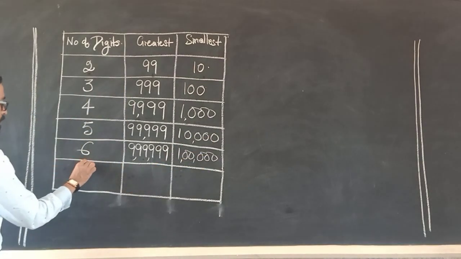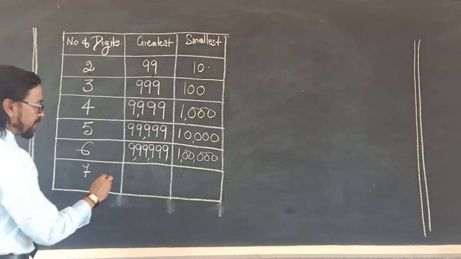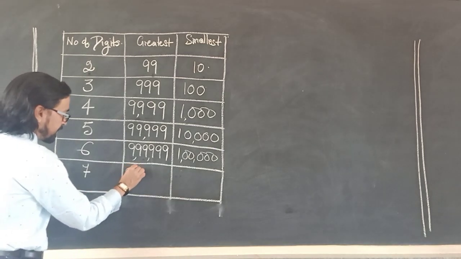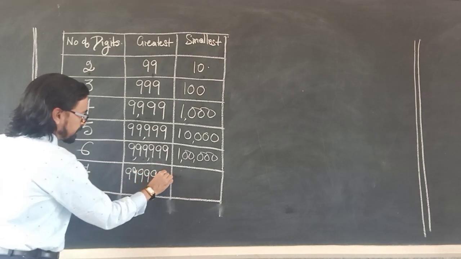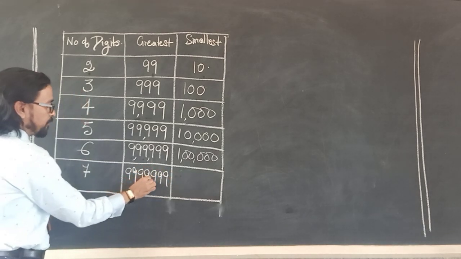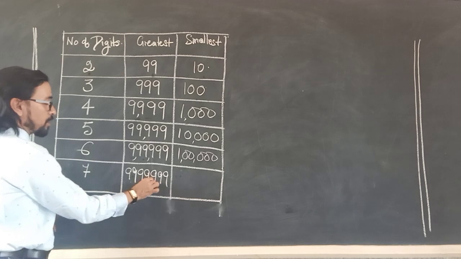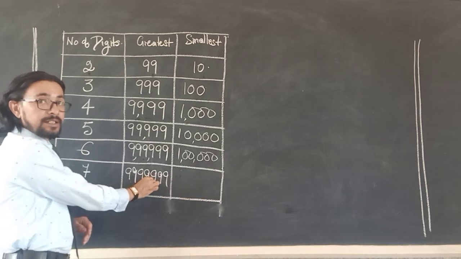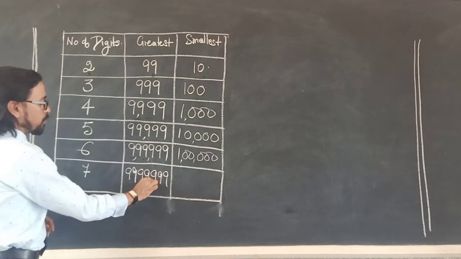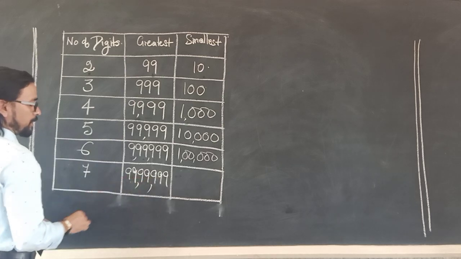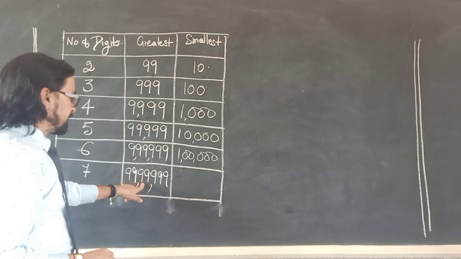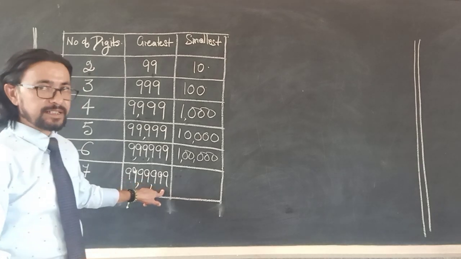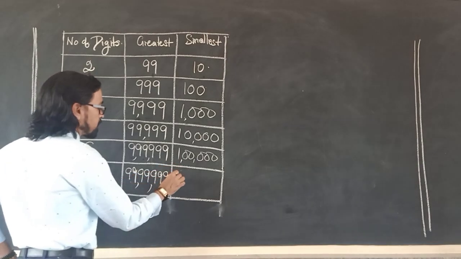Now I come to 7. That means 7 nines. So 99, 99, 999. So 1, 2, 3, 4, 5, 6, 7. Now I put the commas according to the Indian system of numeration. So 1, 2, 3, comma, 1, 2, comma. So this becomes 99 lakhs, 99,999.